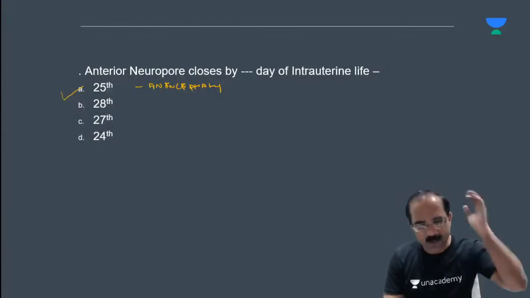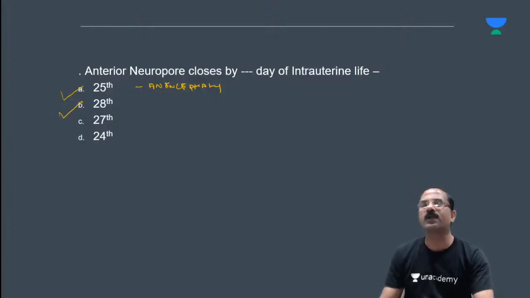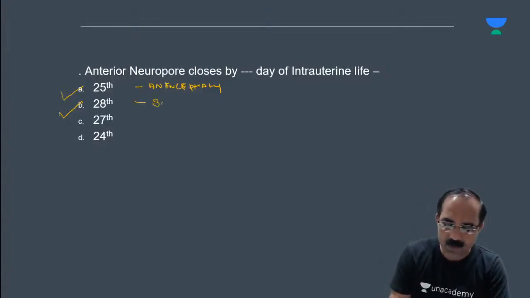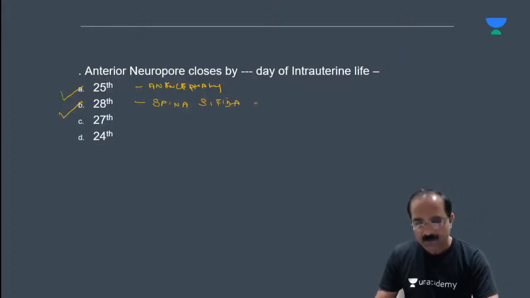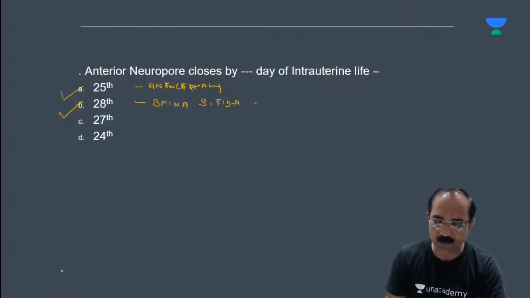The posterior neuropore closes by. Yes, answer this. A very important MCQ for you children. The posterior neuropore closes by 28th day. First we used to say 27th, now we say 28th day of intrauterine life. If it does not close, it results in spina bifida. Okay, so that's how the anterior and the posterior neuropore are.